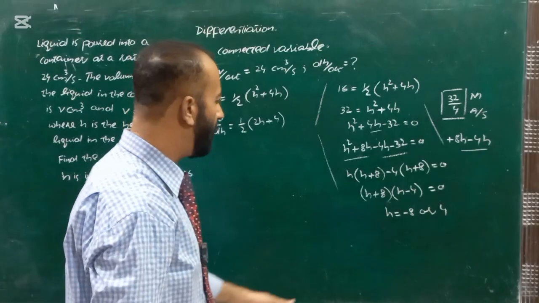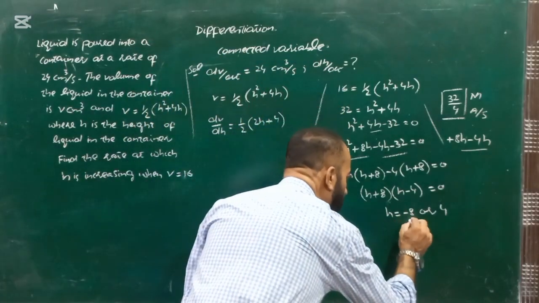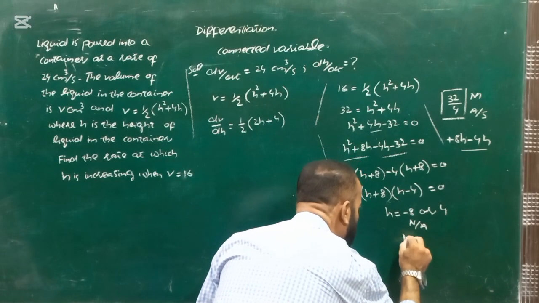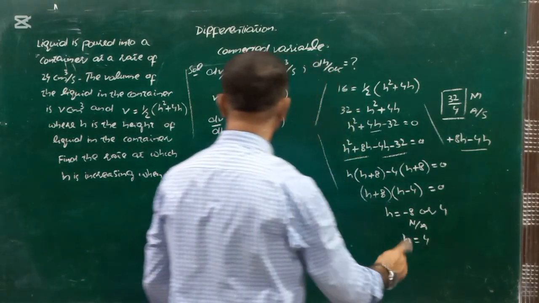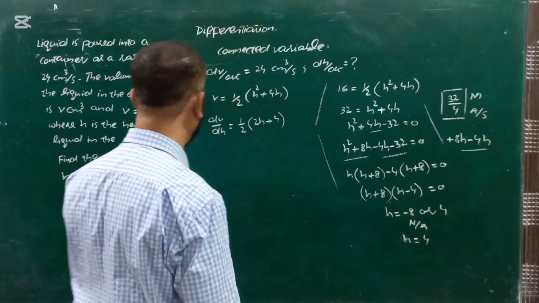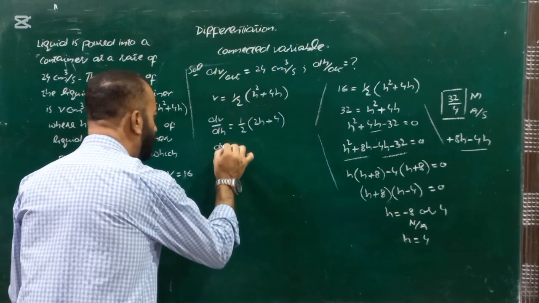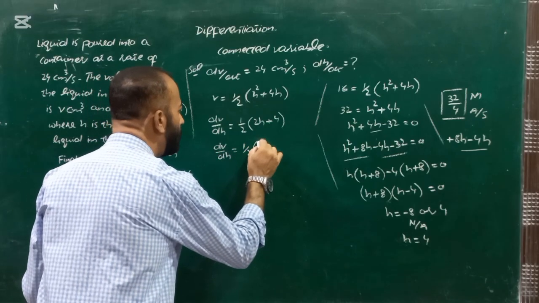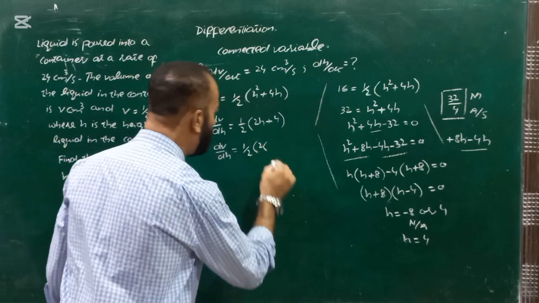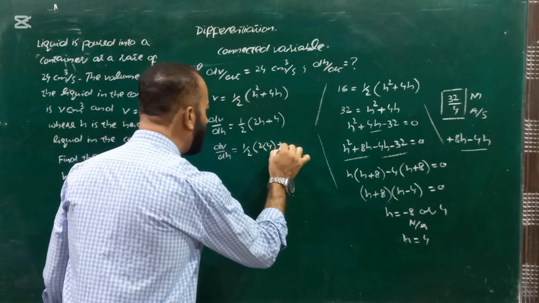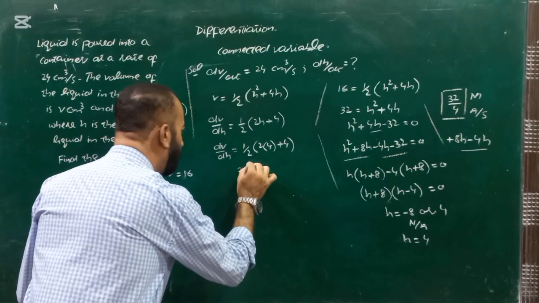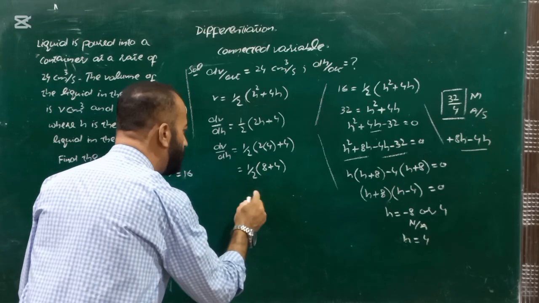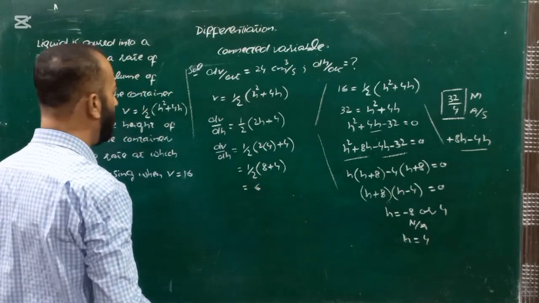Because H is the height, which cannot be negative, this is not applicable. So H is equal to 4. Okay, now this value will be used to find the value of dV over dH. So dV over dH is equal to 1 by 2 into 2 into 4 plus 4. So 1 by 2 into 8 plus 4, that is 12 over 2, 6.